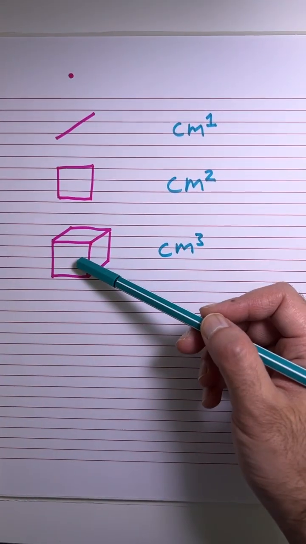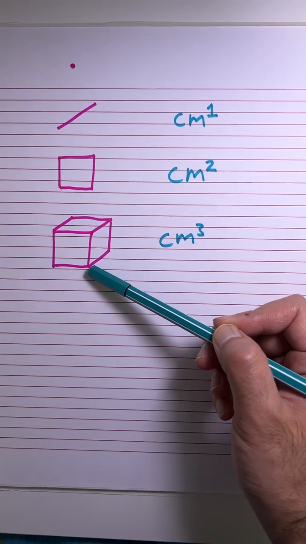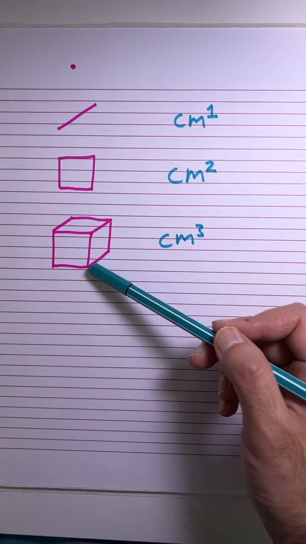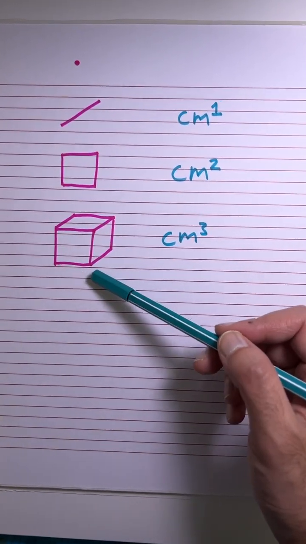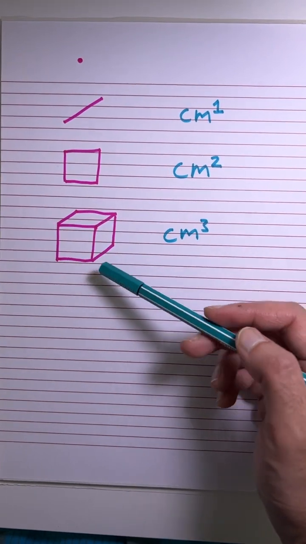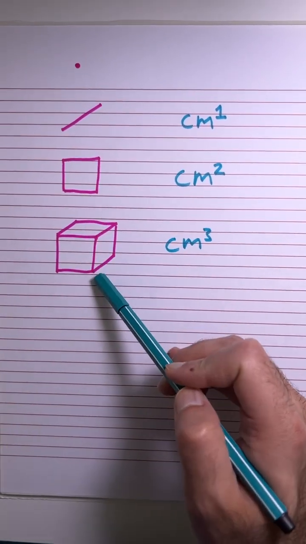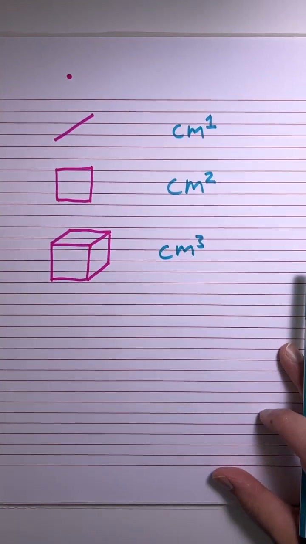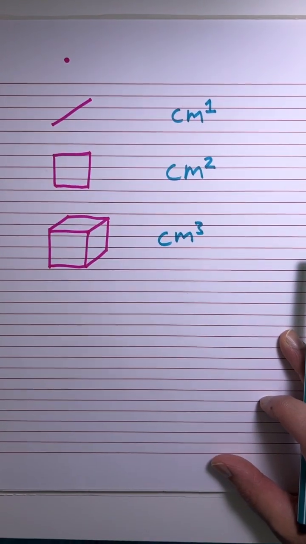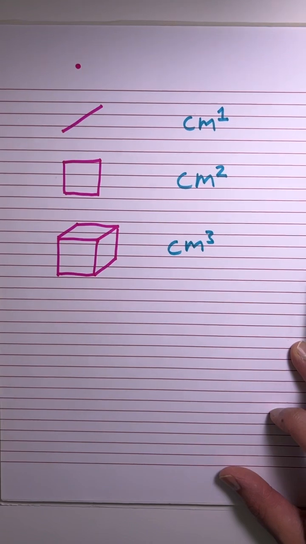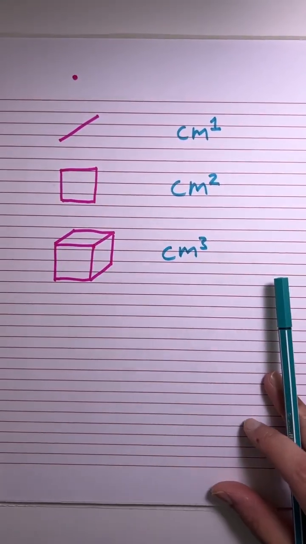So let's start with the cube. A cube has a width, it has a height, and it has a depth. So those three things, the three things that you can measure on a cube, each of them are a dimension. So the width, the height, and the depth, all three of them are dimensions. That's why it's called a three-dimensional shape, a 3D shape. It has three dimensions that you can measure.